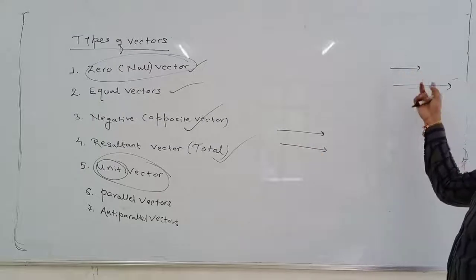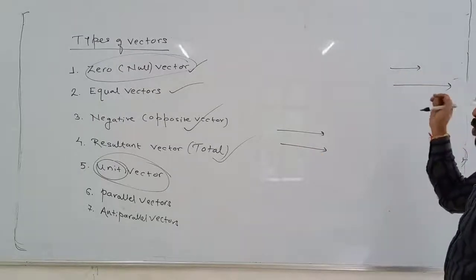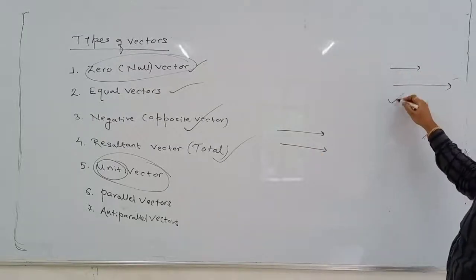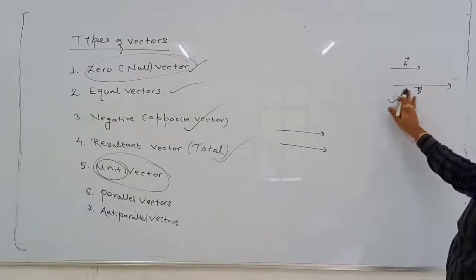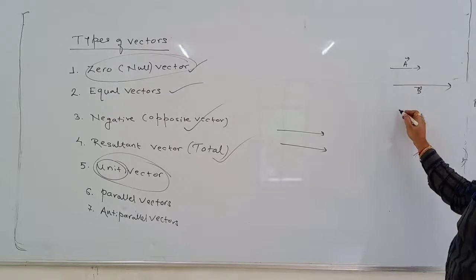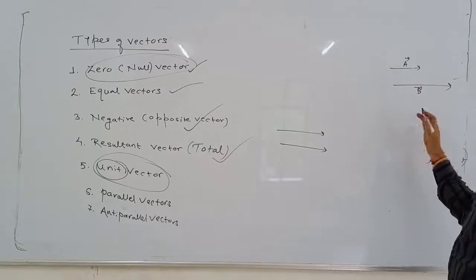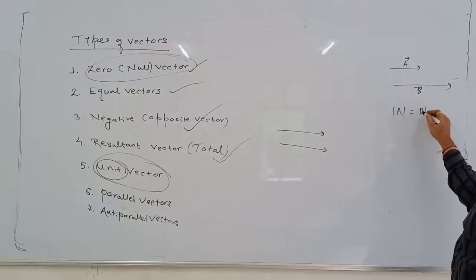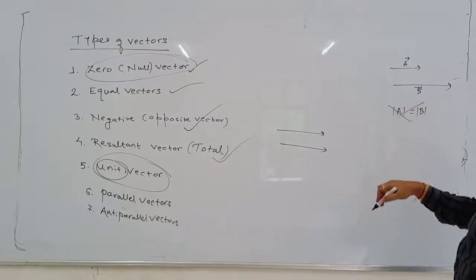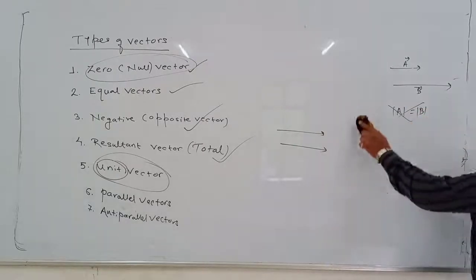Parallel आहे पण magnitude different आहे, म्हणजे equal नाही आहे, only parallel आहे. So these are parallel vectors, vector A and vector B. What can we say about parallel vectors? We can't say the magnitude is the same. It may be the same or it may not be the same.